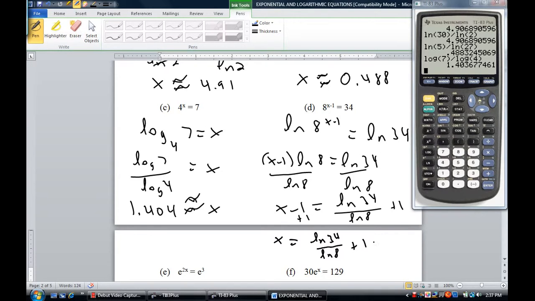Now they may want the answer to be slightly different. If they do, that's where you want to distribute the natural log of 8. And I'll probably come back and do that later. I'm going to go ahead and finish this one up.